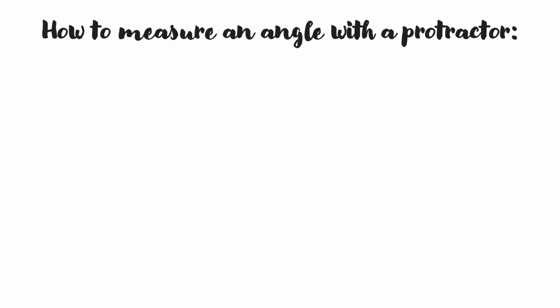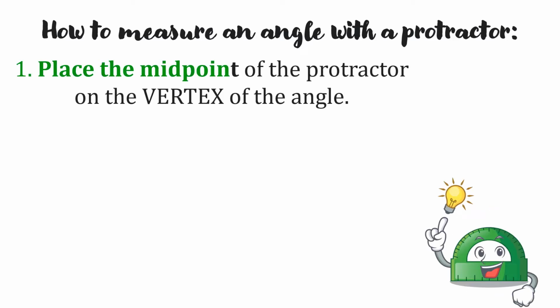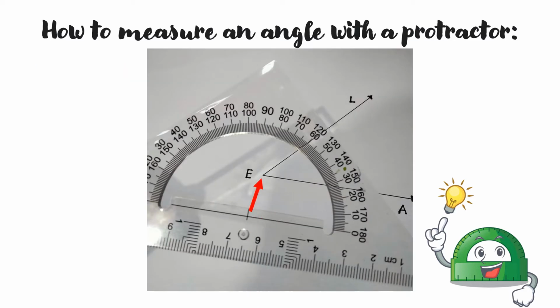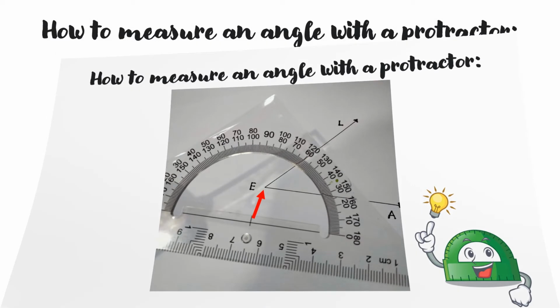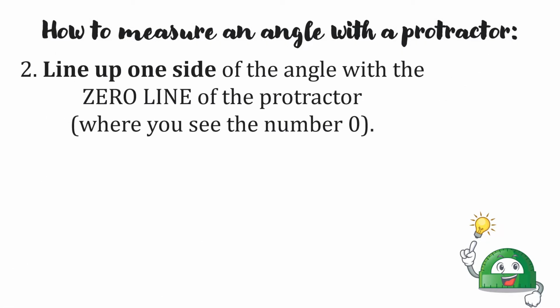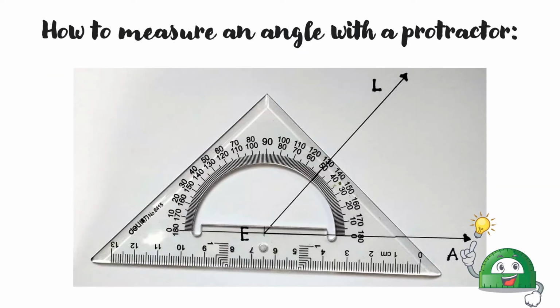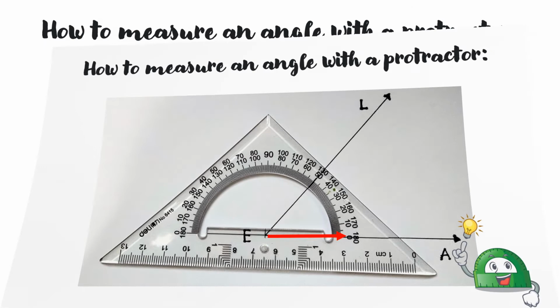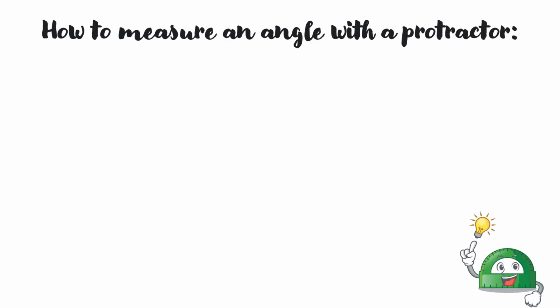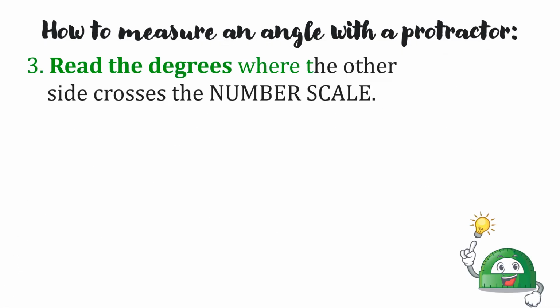The three steps to measure an angle with a protractor are: first, place the midpoint of the protractor on the vertex of the angle. Next, line up one side of the angle with the zero line of the protractor, where you see the number 0. Lastly, read the degrees where the other side crosses the number scale.